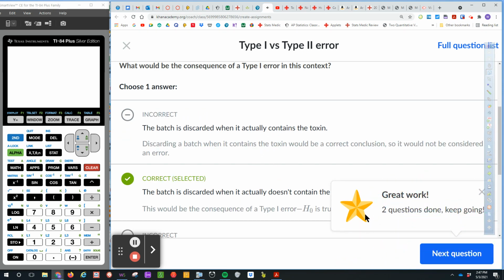I hope this helped make sense of Type 1 and Type 2 error. You just have to look at the context. If you have any questions, let me know. Thank you very much.